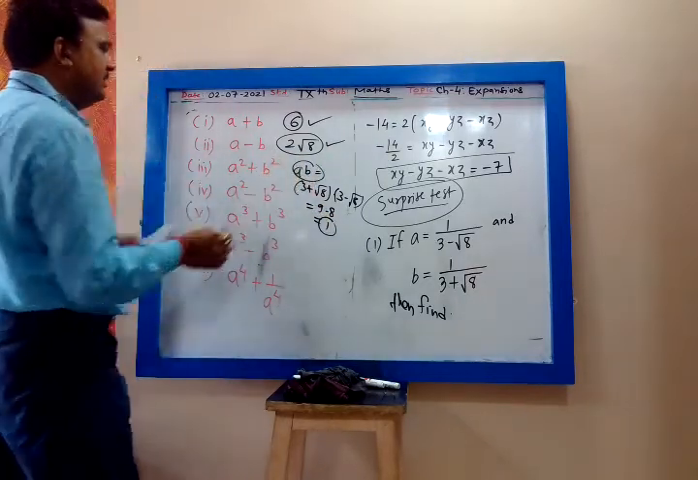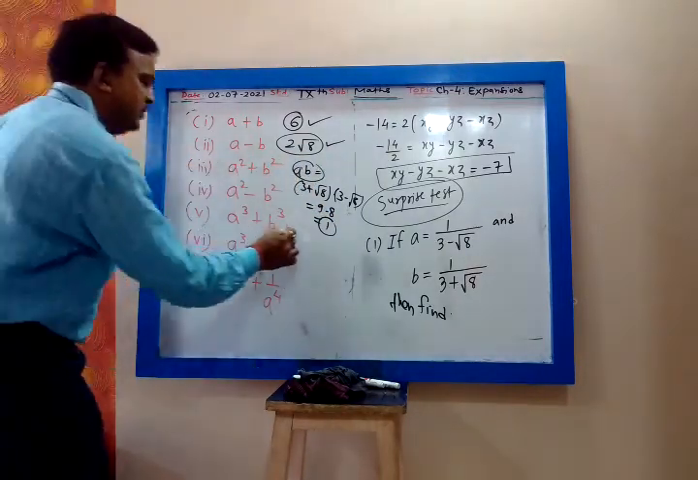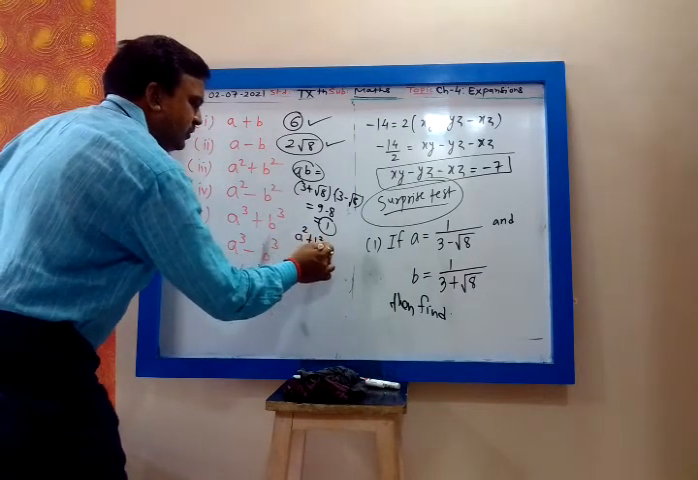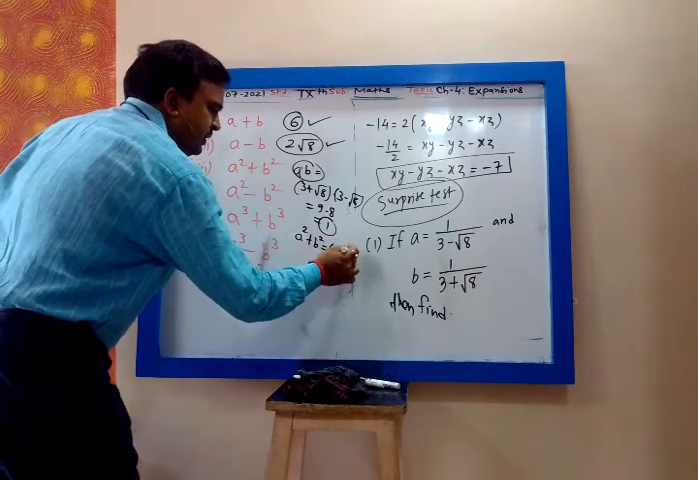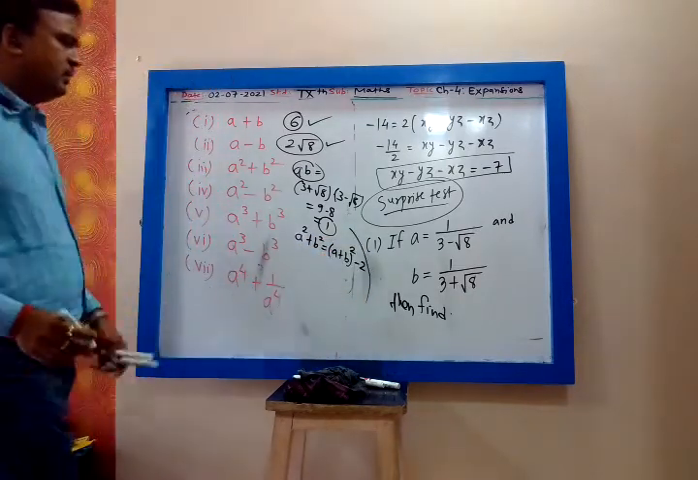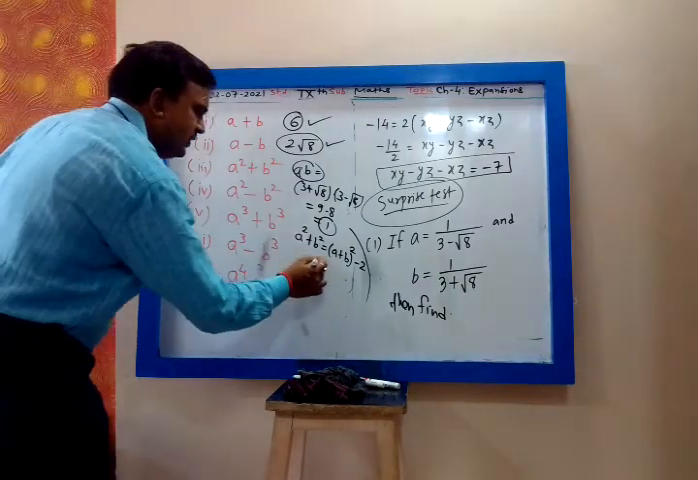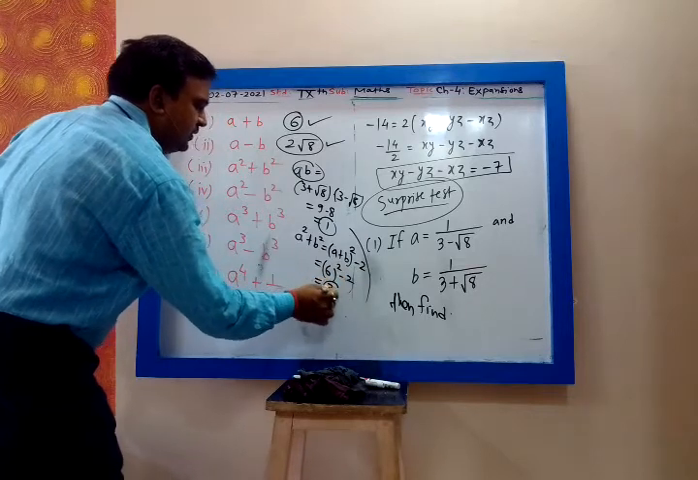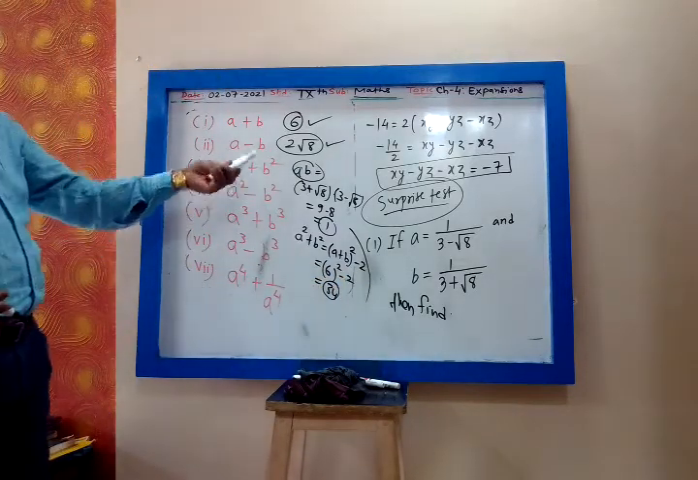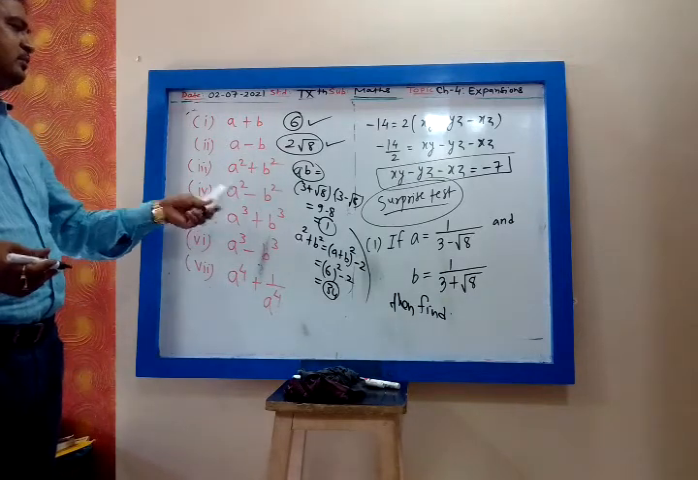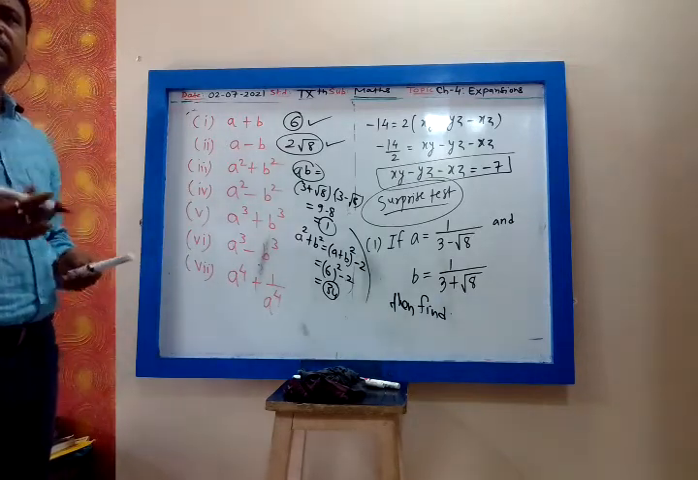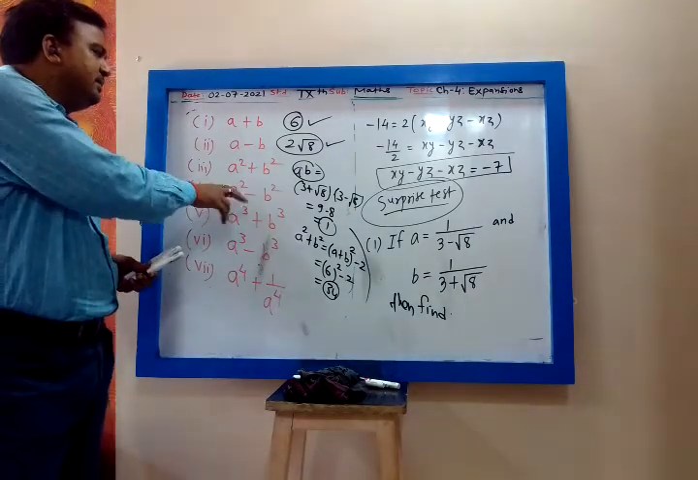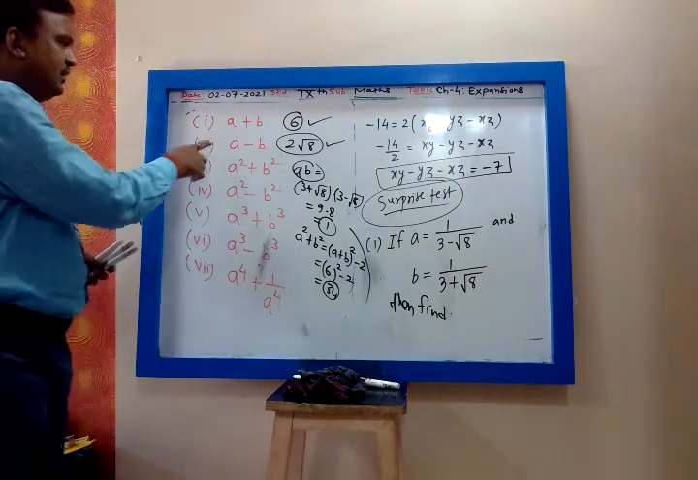Once you get ab as 1, then you can use the formula a square plus b square. What is the formula? A square plus b square is a plus b whole square minus 2ab. What is a plus b? 6. That is 6 square minus 2, that is 36 minus 2, 34. Similarly, a square minus b square, what will it be? A plus b into a minus b. So that will be 12 root 8.